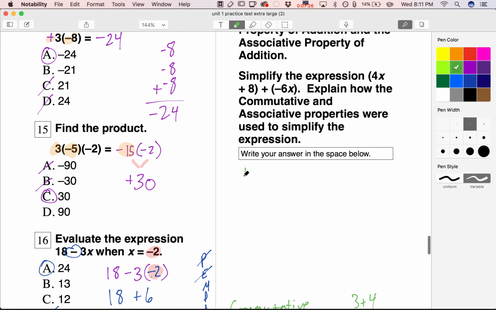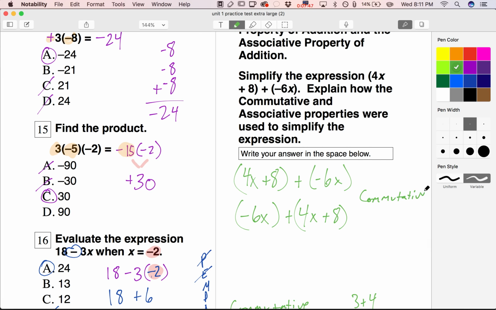So I'm going to write 4x plus 8 plus negative 6x, all right? I can write this as negative 6x plus 4x plus 8, and I would still get the same answer. This is an example of the commutative. I just switched it around. Now for associative, let's put it in a different color.